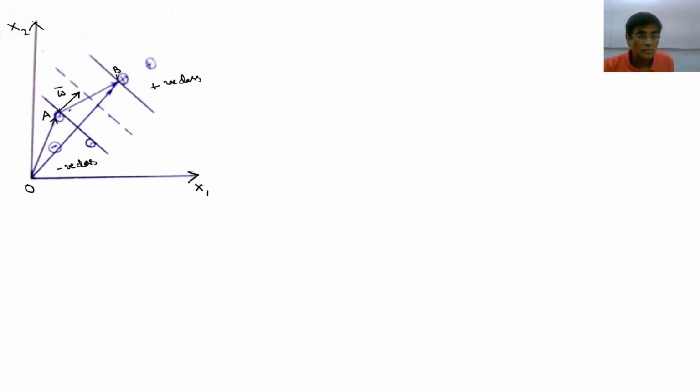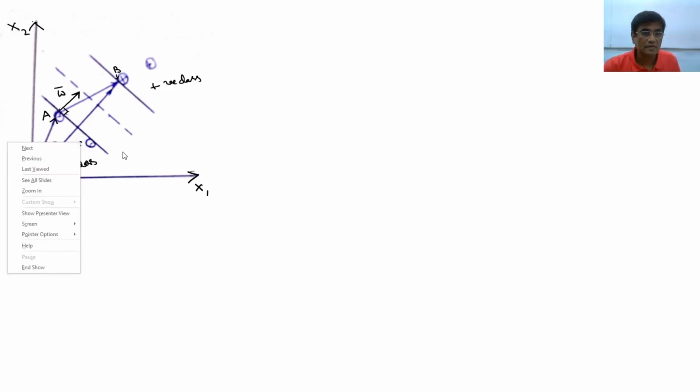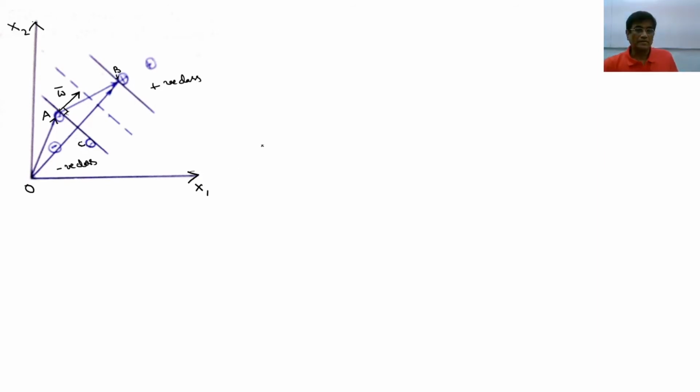W, which is a vector perpendicular to this gutter, perpendicular to, say, this line. I can call it the AC line. Fine. So what will be the width of this gutter in terms of my parameter W?